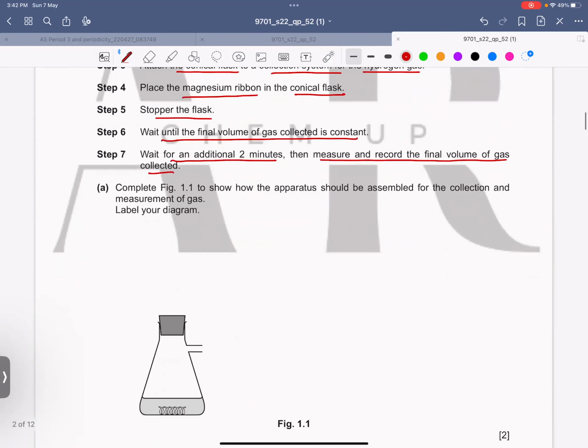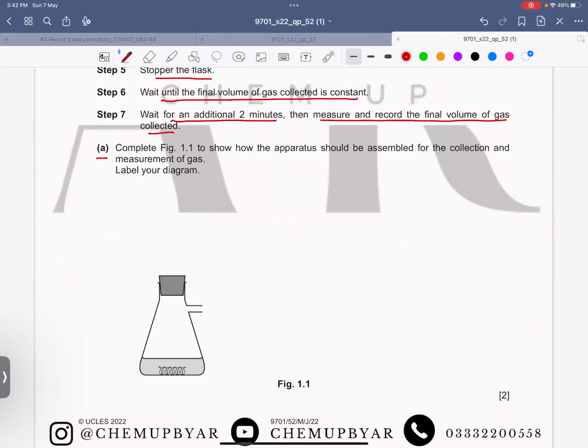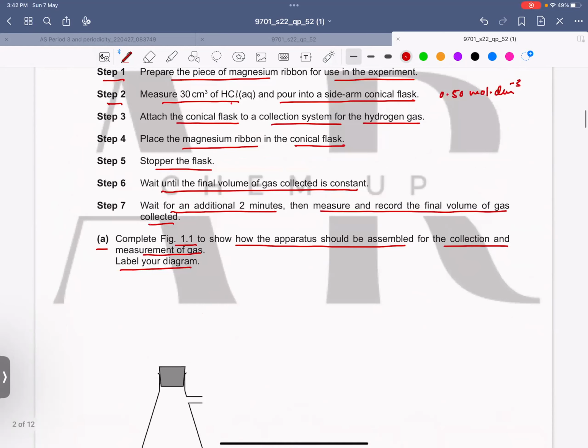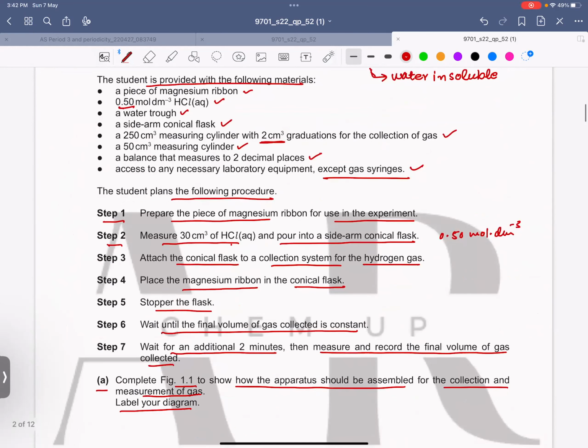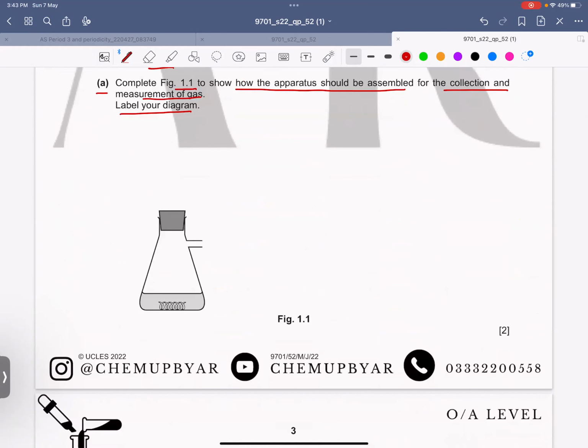Now, in part A, they are asking to complete figure 1.1 to show how the apparatus should be assembled for the collection and the measurement of gas. Label your diagram. As the water trough is provided and hydrogen is water insoluble, the gases which are normally water insoluble are collected using the water displacement method. So here you are observing the side arm flask, right? Now you have to draw the diagram.